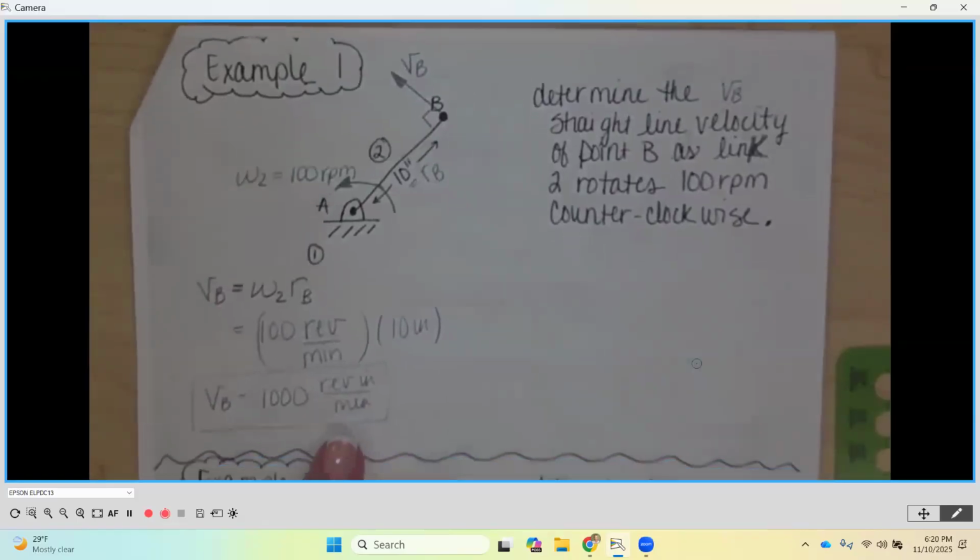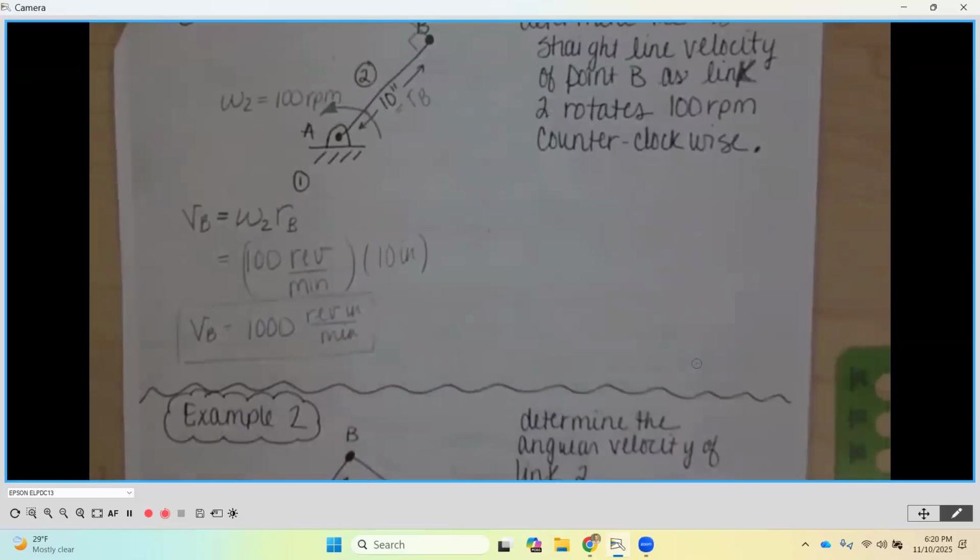Who thinks that this looks good? Got my units in there. I'm all set. Jesse and Tyler, you guys are like back row. Don't think so. Jesse would rather have it in inches per second. Anybody else rather have it in inches per second? Jacob, you're like, no, it's good. It's good. Easy. I could do that one in my head. I'm good.